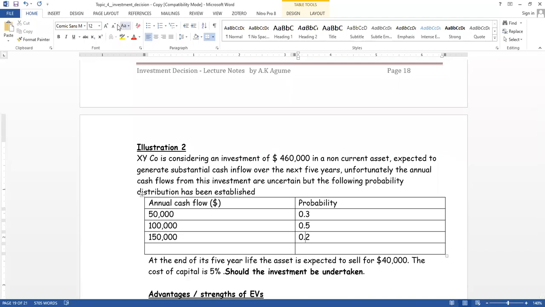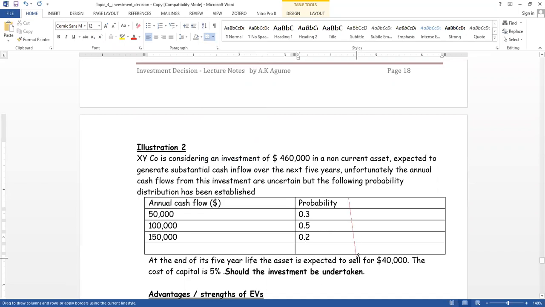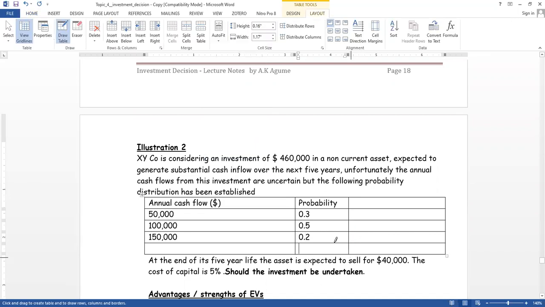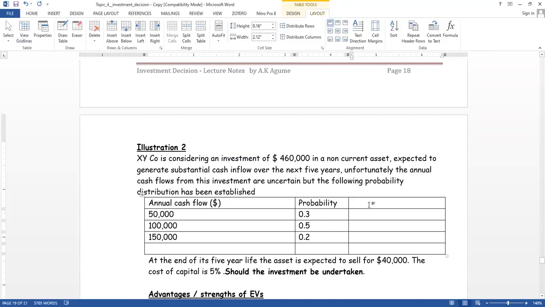So now with this, you need to first establish, in other words, having been given the probability, you need to get expected cash flows.